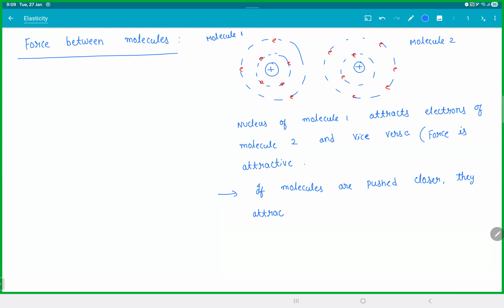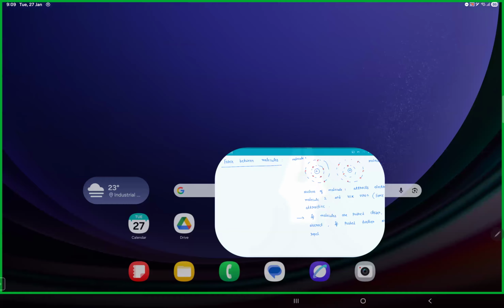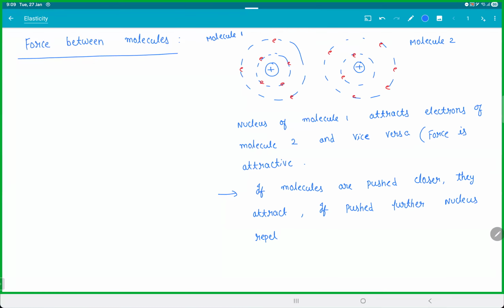But what if you push even further? And if you push more, at some point the nucleus repulsion starts becoming dominating because the nucleus is concentrated charge. So that force, which is attractive, suddenly starts becoming repulsive. That means up to a certain point they'll form a bond, but if you try to push them too much, they'll start repelling. And the force becomes repulsive.